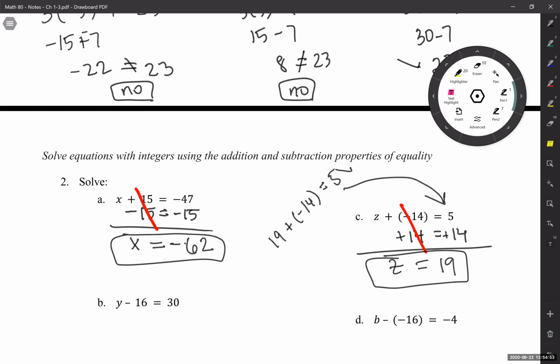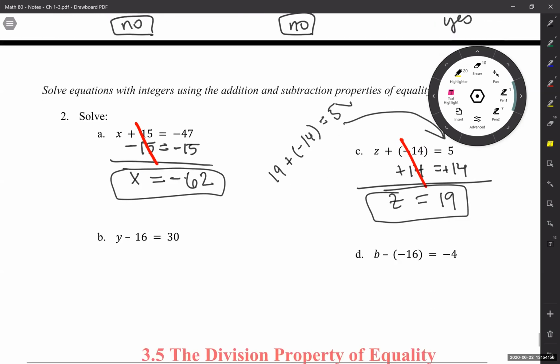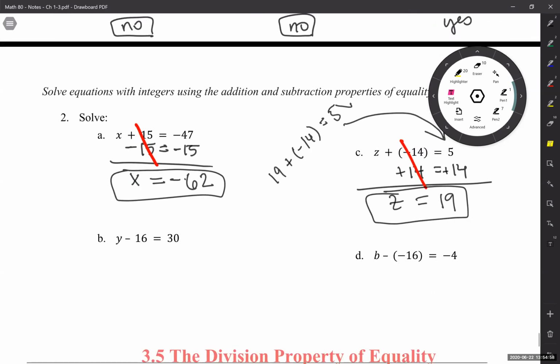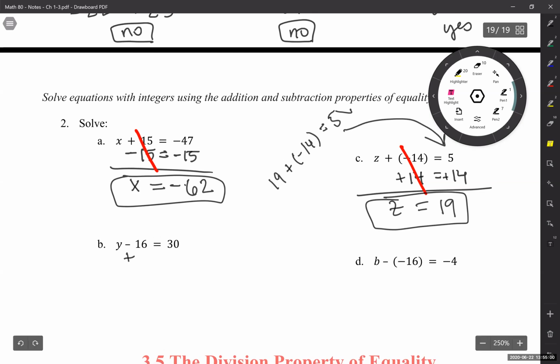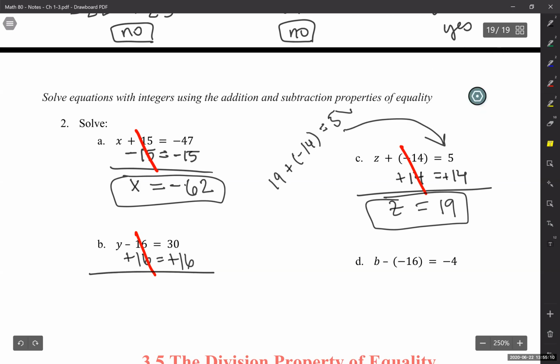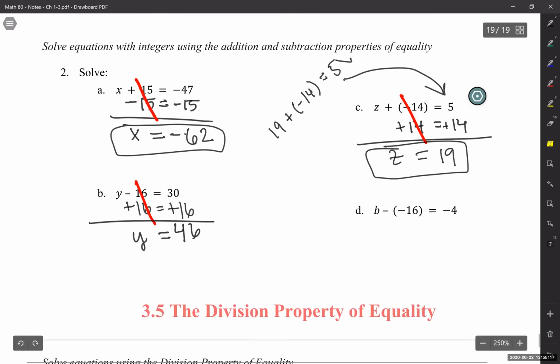Okay, so for B, we have minus 16. So I'm going to add 16 because we always want to do the opposite. That gives me that 0 pair that I'm looking for always. And we have y equals, since they're both positive, I will add and get 46.